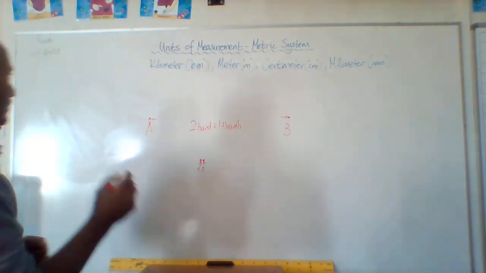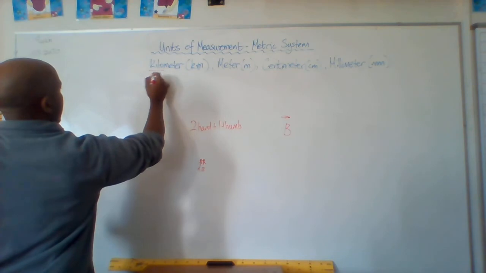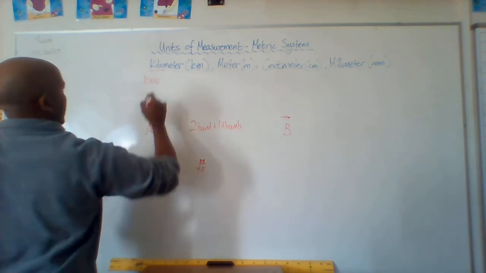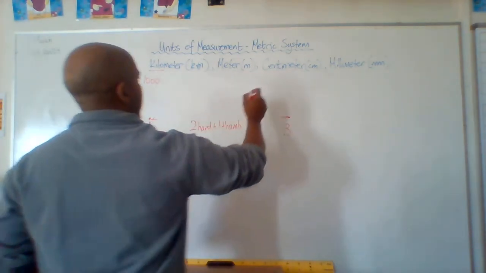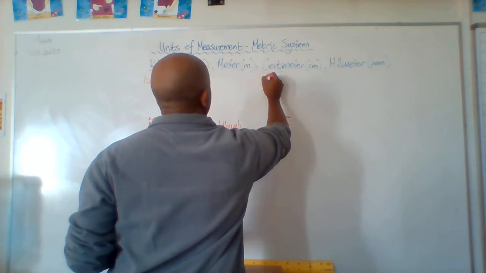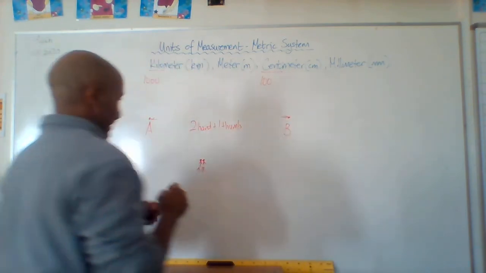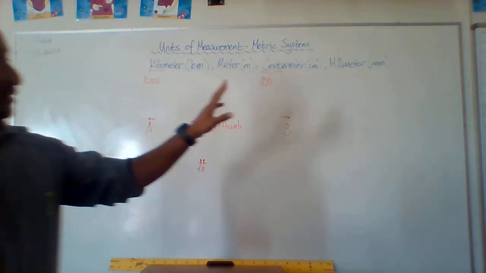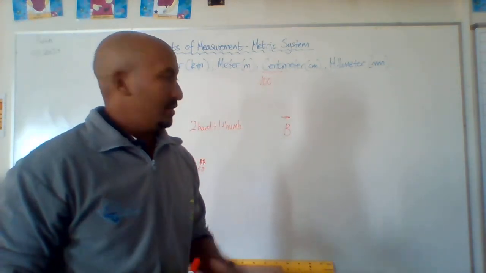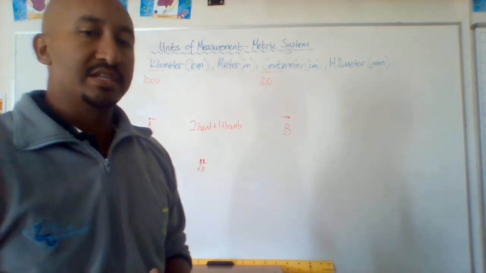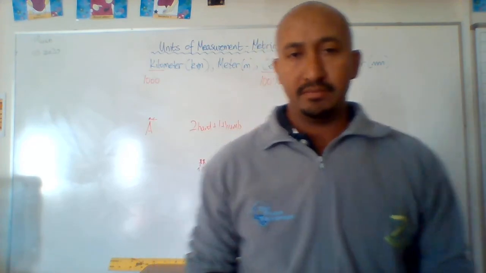And we get that from our prefixes. Kilo, meaning 1,000. Cent, meaning 100. Okay? Now, the confusing thing is that milli in millimeter doesn't necessarily mean millions.